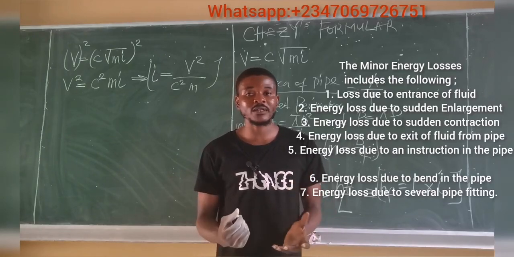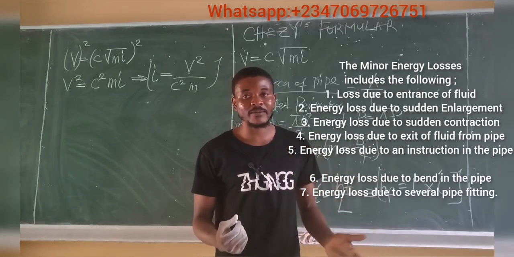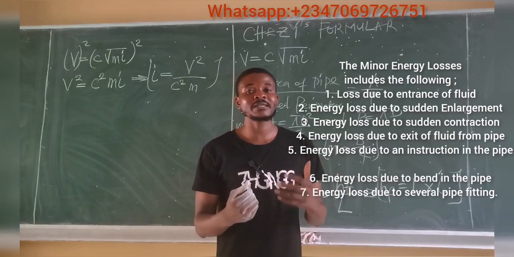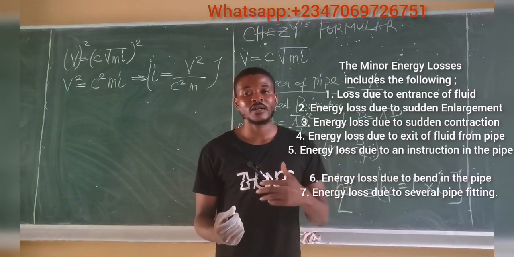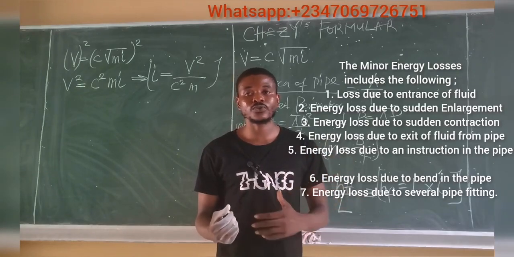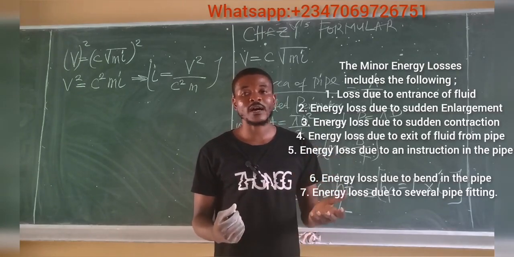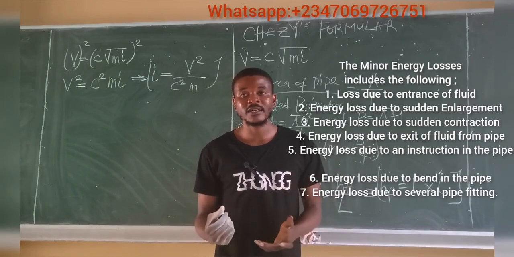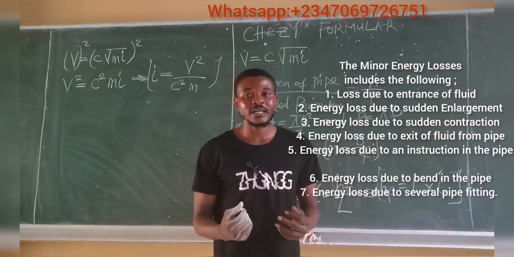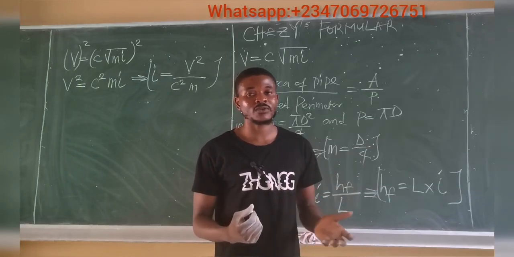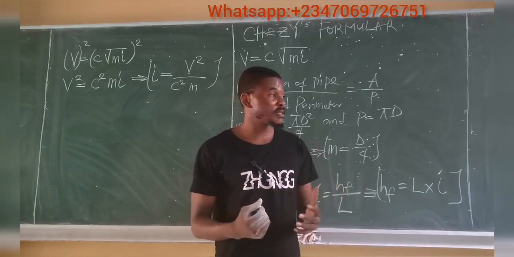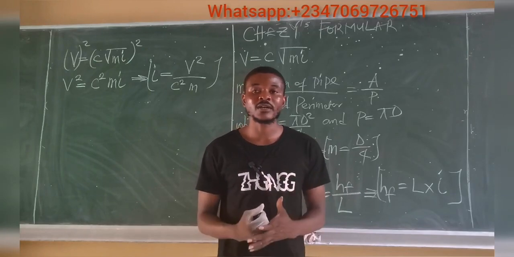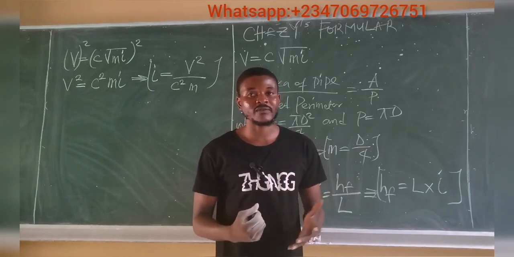We can also have minor energy loss if there's a bend in the pipe. If the pipe is designed in such a way that there's a bend, then it constitutes a minor energy loss called energy loss due to bend. Also, we have energy loss due to pipe fitting. Depending on the kind of fitting that is there, it can also constitute a minor energy loss called energy loss due to pipe fitting. All right, so let's take this off now and explain all the minor energy losses involved.